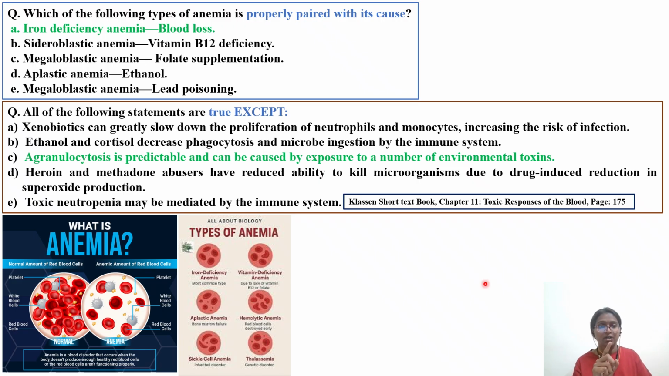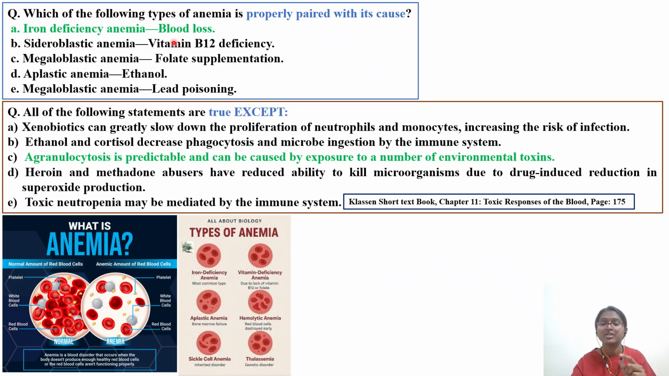So we have: which of the following types of anemia is properly paired with its cause? One question with respect to anemias, you will be getting different types of anemias: pernicious anemia, thalassemia, or anemias because of the deficiency of certain vitamins. So that is always very confusing. I would request, if I get some time, I will make the table. If it is possible with you, write down which type of deficiency causes which type of anemia. So we'll stick only to the options here first today.